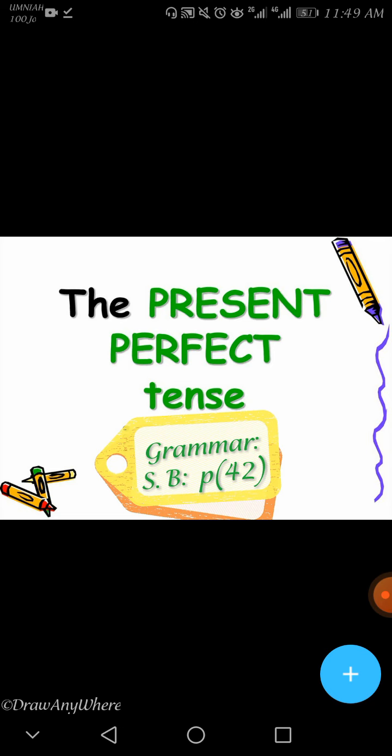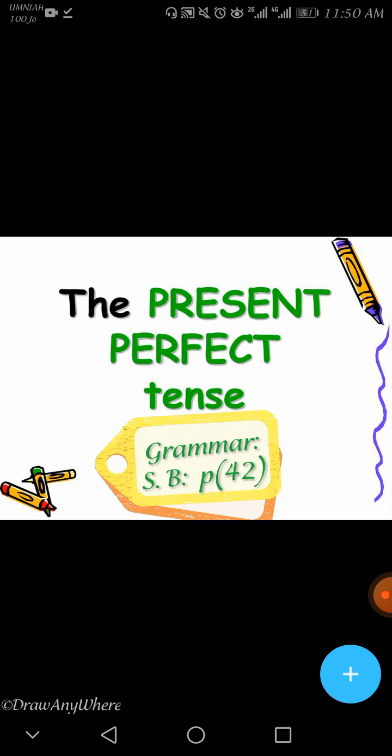Today, inshallah, we're going to start our new lesson, grammar, student book, page 42. As you know, you have to read and study the grammar from the worksheet. Today we will start the grammar on page 42. Our grammar is about the present perfect tense.